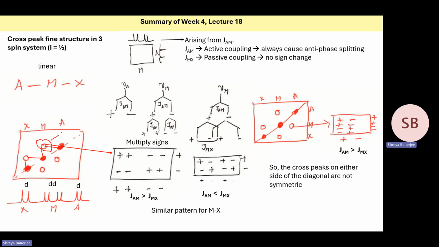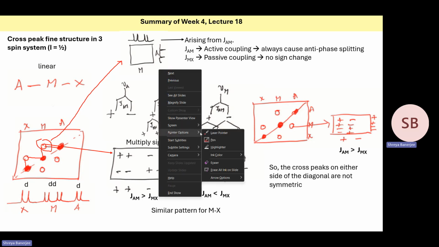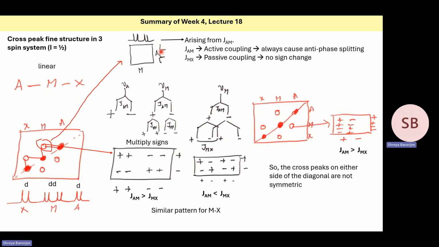If you look at this, we have A on the y-axis, M on the x-axis. A is a doublet, 2 peaks are shown. M is a doublet of doublets, 4 peaks are shown. In this case, we call AM the active coupling. So the peak is directly forming from AM, the peak is due to A and M. So JAM is the active coupling, and active coupling will always cause anti-phase splitting.